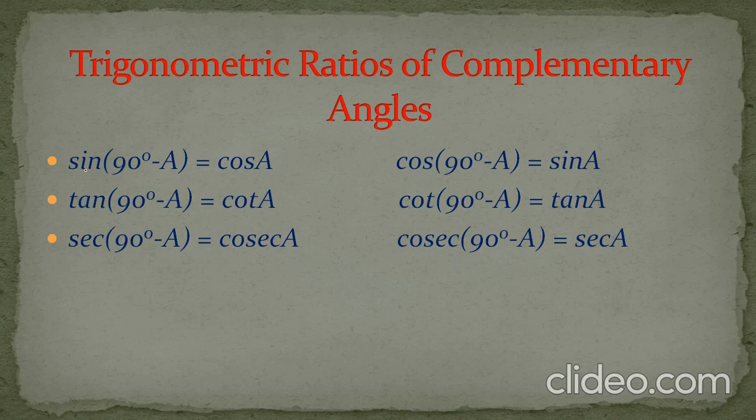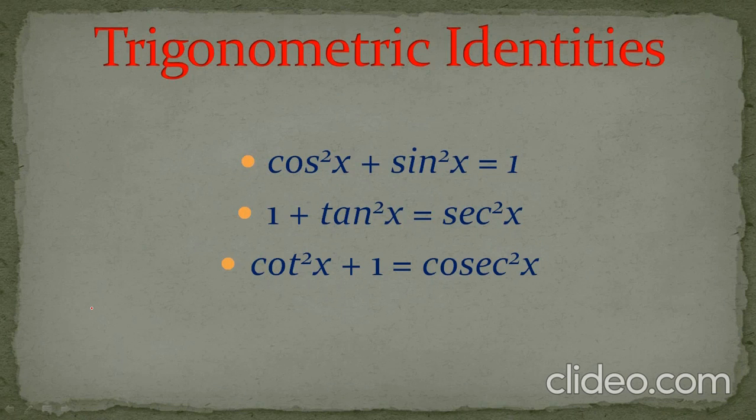That means sine (90 degree minus a) will be equal to cos a, cos (90 degree minus a) will be equal to sine a, tan (90 degree minus a) equal to cot a, cot (90 degree minus a) equal to tan a, sec (90 degree minus a) will be cosec a, and cosec (90 degree minus a) is equal to sec a. So next is trigonometric identities.